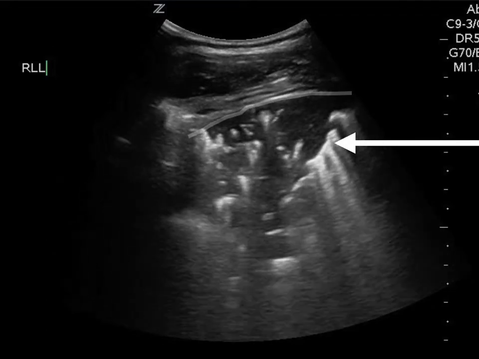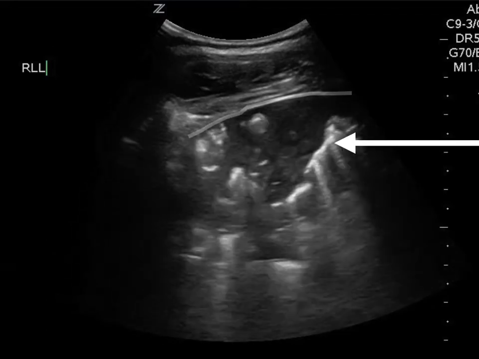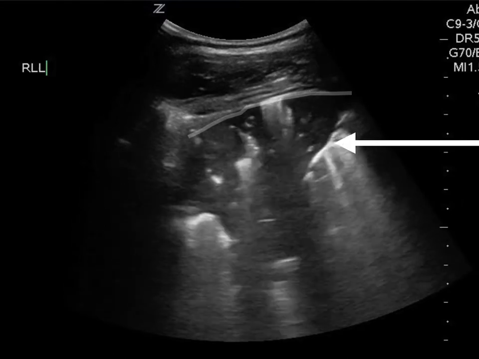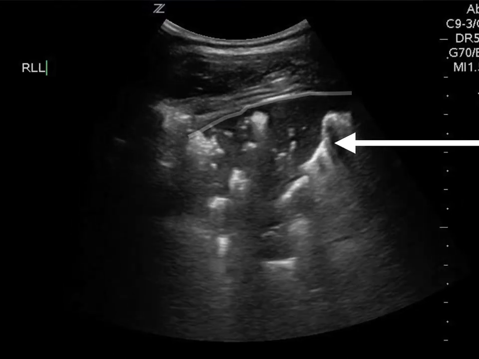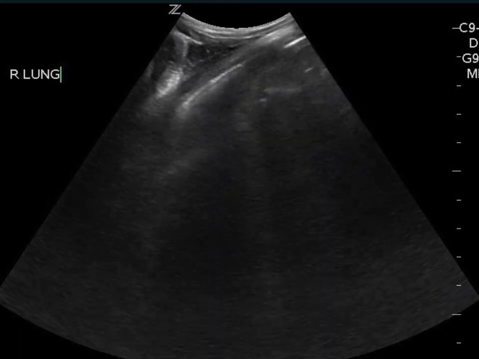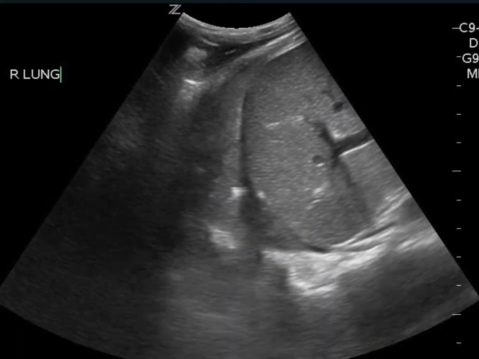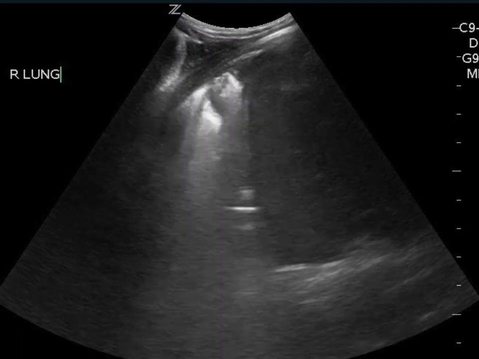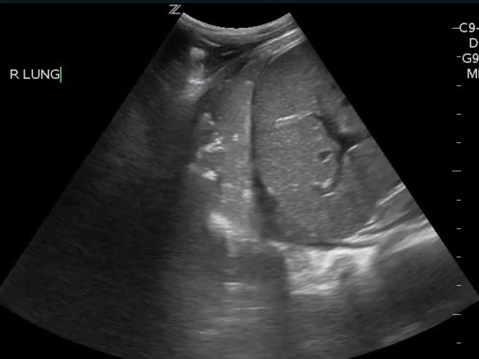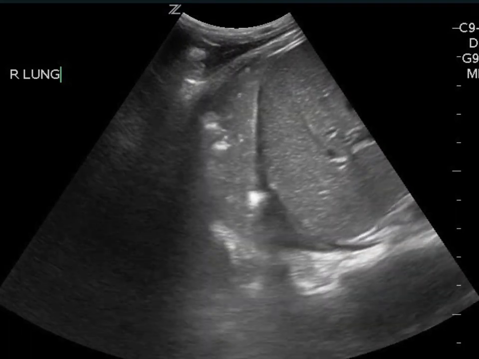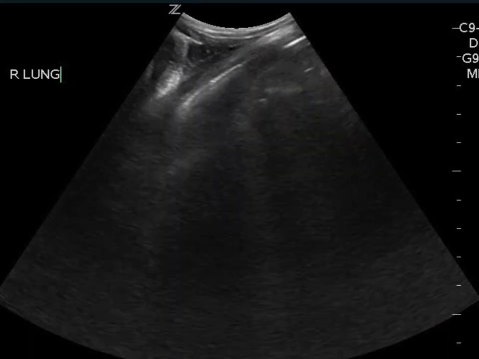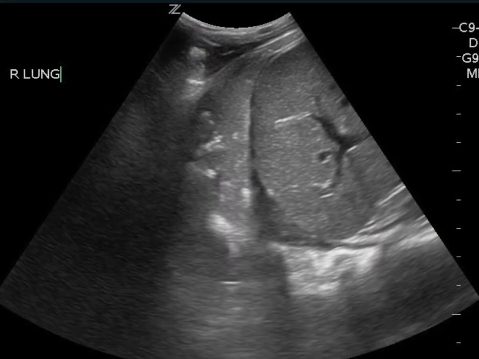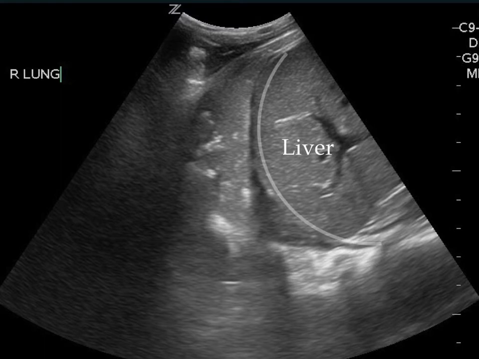Now, I said that we went from B lines, pleural irregularities, subpleural lesions, to hepatization. This next one here is the right lung taken from a mid-axillary view. I'm just going to let it loop through a couple times. But this person also had a lobar pneumonia in their right lower lobe. Just to orient ourselves to a little bit of anatomy here, we've got the liver, and we've got the diaphragm, actually a little bit higher than where I stopped it there. And this area above, this is lung.